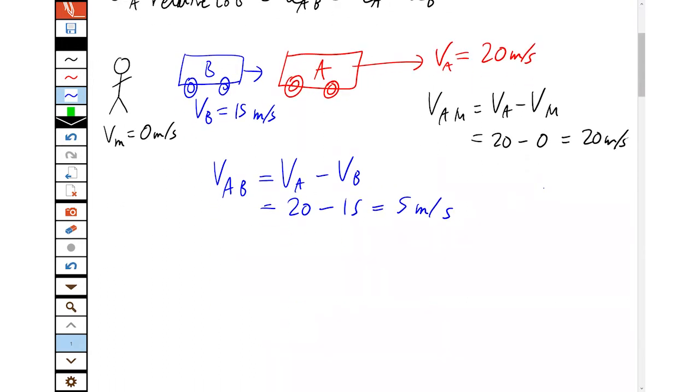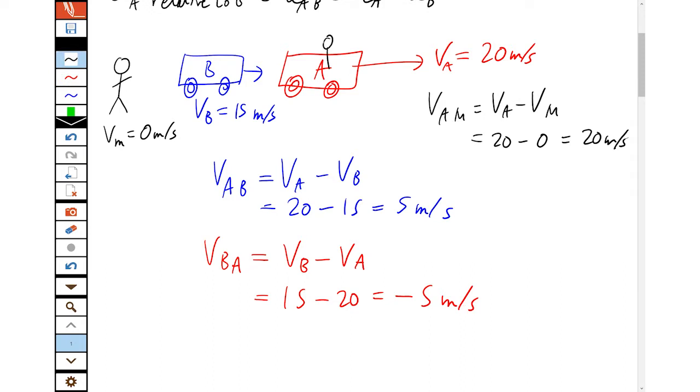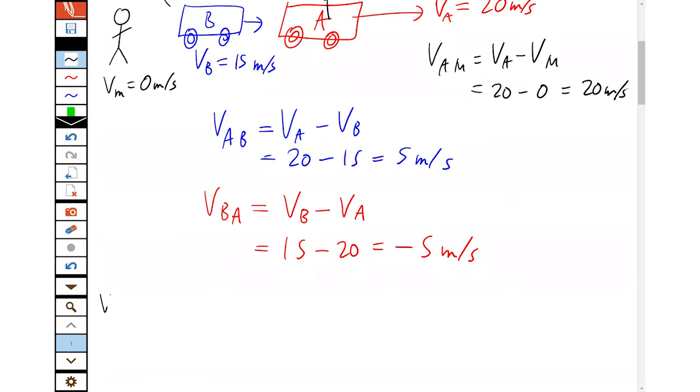Now, I want to make a little note here for your own equations. You'll notice that these are opposites. The velocity of B relative to A is the velocity of B minus the velocity of A, which is 15 minus 20, which is minus 5 meters per second, which makes sense. For somebody in car A looking back, it looks like car B is slowly falling backwards. But we notice the effect of this: the velocity of AB is minus the velocity of BA.